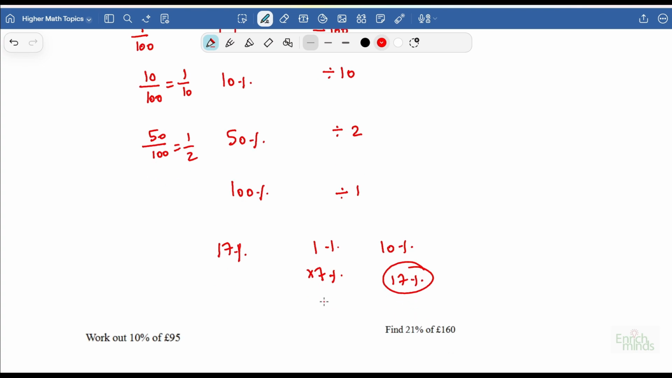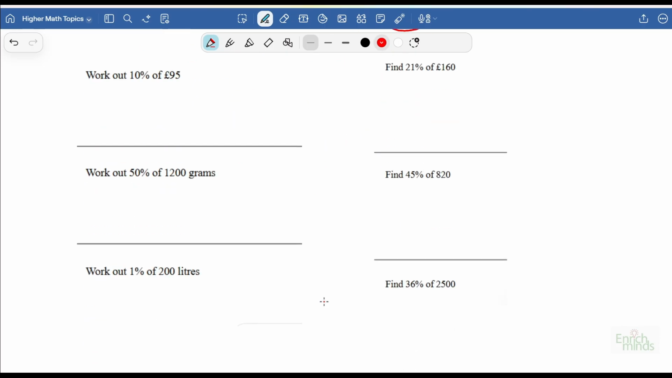So let's see a few examples and how exactly to deal with them. So here we have some easy questions. Work out 10% of 95 pounds. So 95 pounds is the total quantity. 10% of it means we divide the quantity by 10 to find the 10th part of it. So 95 divided by 10 is 9.5. 9.5 pounds is 10% of 95 pounds.